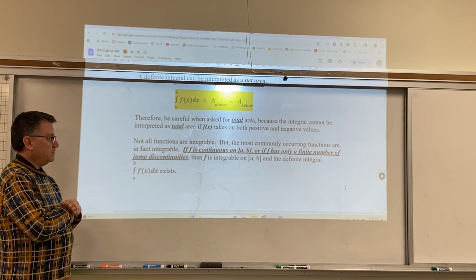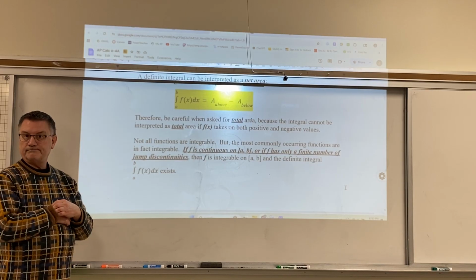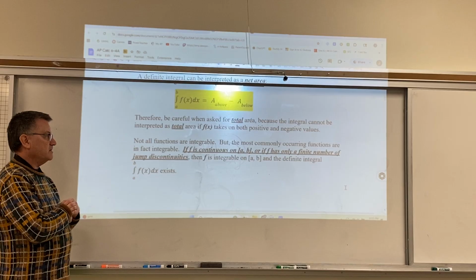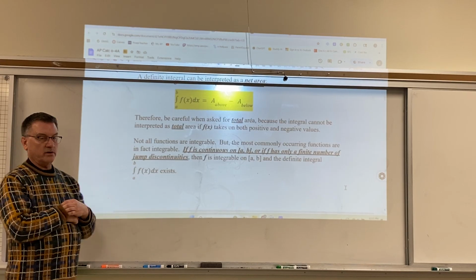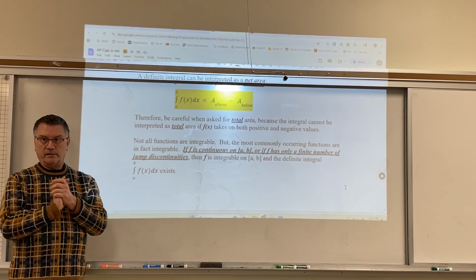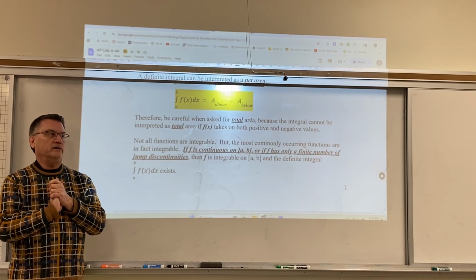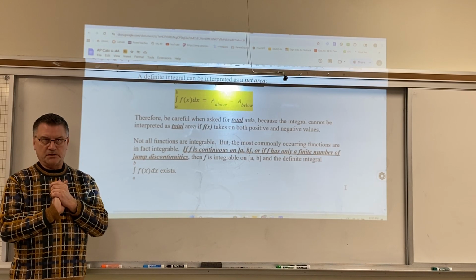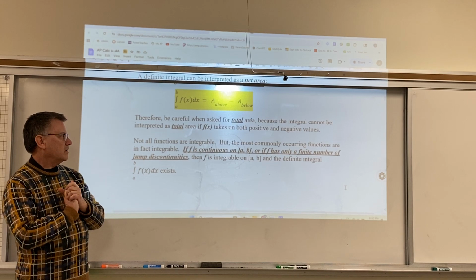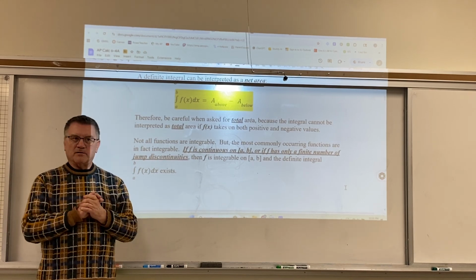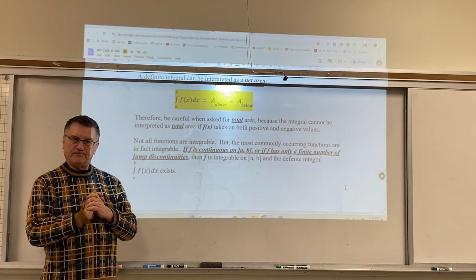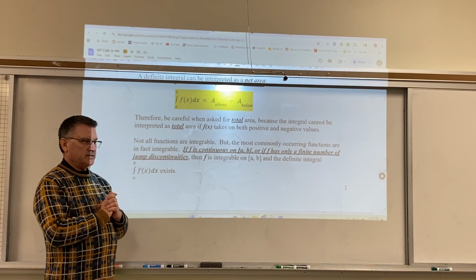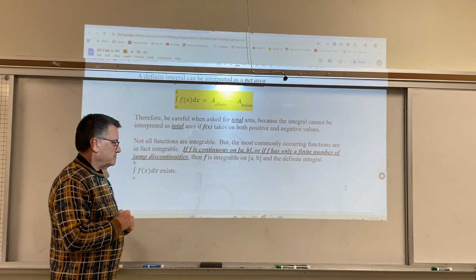But most of what we're looking at, you can. So as long as f is continuous, at least where I'm looking between a and b, we're good. Remember, so many of our functions were continuous. So many. So we're good. But also, this is interesting, guys. If f has a definite number of jump discontinuities, here's what that means.